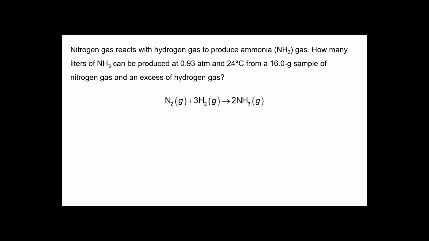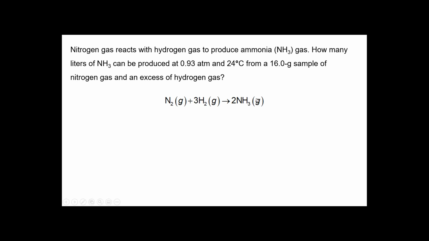So here, it's telling you that we're interested in the sample of nitrogen gas and an excess of hydrogen gas. So nitrogen is the limiting reactant. We're not worried about the excess. That's all this is pointing out. We're not really involving hydrogen. It's in excess here. We're interested in nitrogen to ammonia. So the nitrogen gas reacts with hydrogen to produce ammonia. How many liters of ammonia?